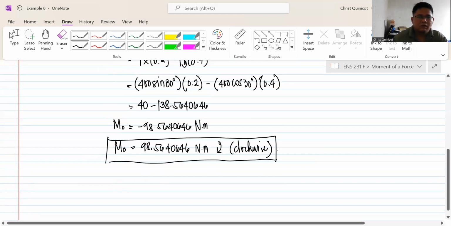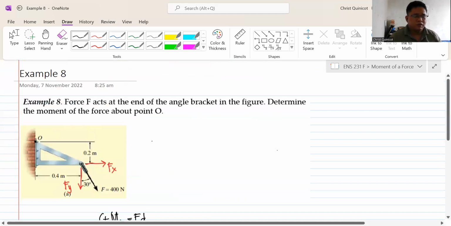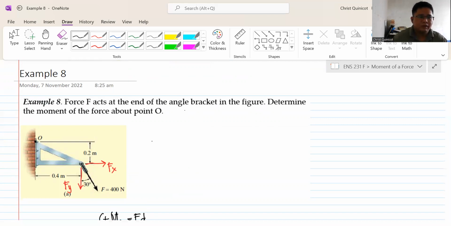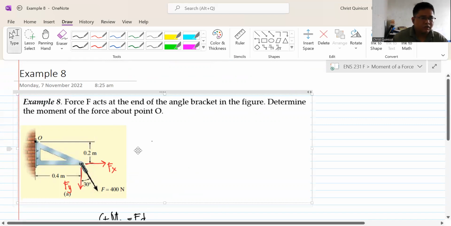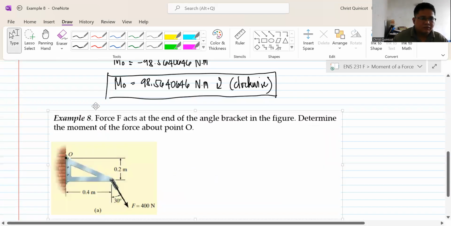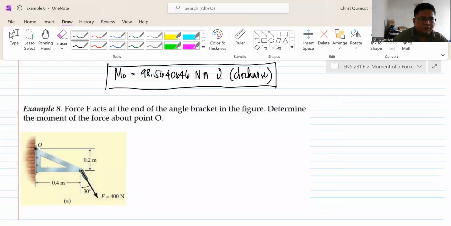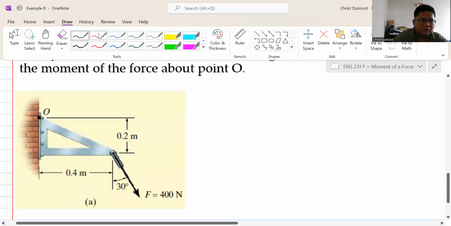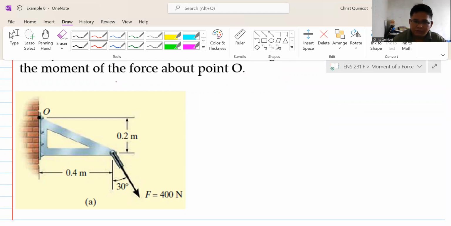Now, let us follow the original definition of moment, just like example number 7, to provide us some comparison. So how are we going to do that? First, we will follow the line of action of our force, which is 400, applied 30 degrees from the vertical. So we follow this one.